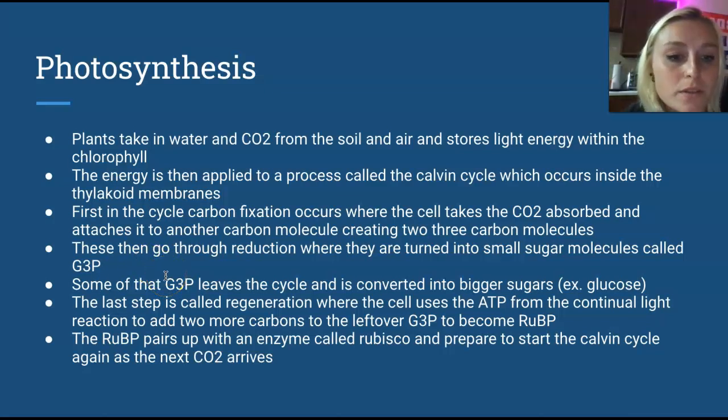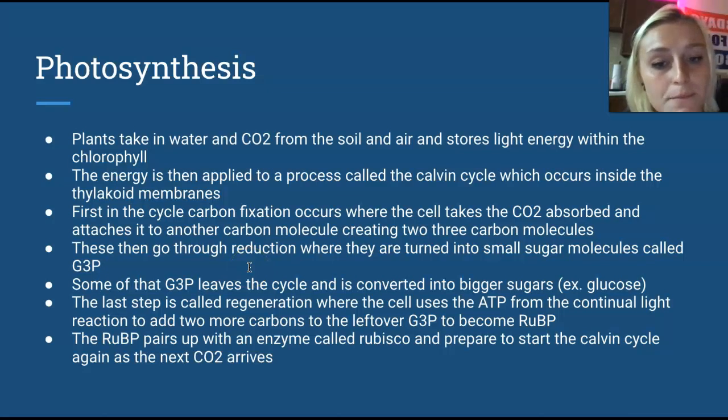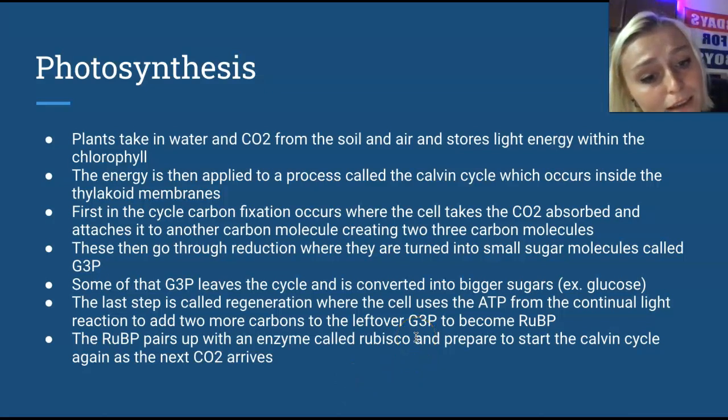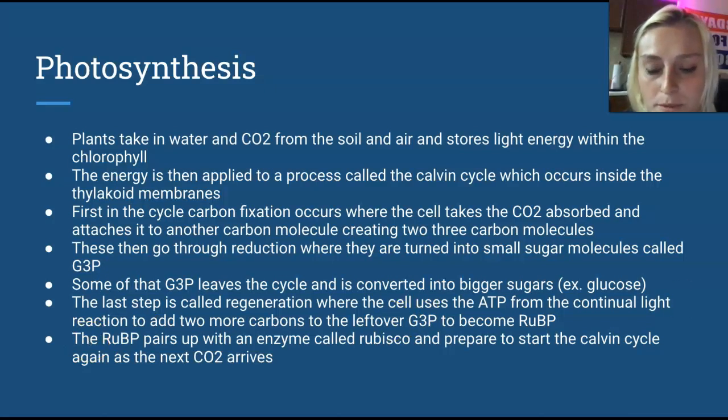These then go through reduction, where they're turned into small sugar molecules called G3P. Some of that G3P leaves the cycle and is converted into bigger sugars like glucose. The last step is called regeneration, where the cell uses ATP from the light reaction and adds 2 more carbons to the leftover G3P to form RuBP. Now, I don't know what that is, really. I'm confused. But I do know that the RuBP pairs up with an enzyme called Rubisco, and then they start the cycle all over again once more carbon dioxide is absorbed.